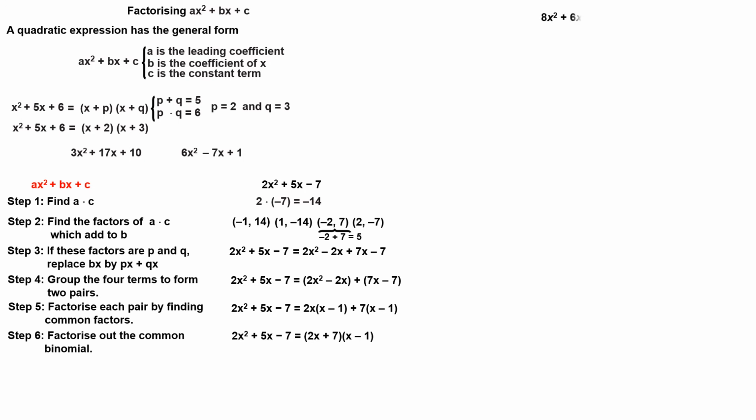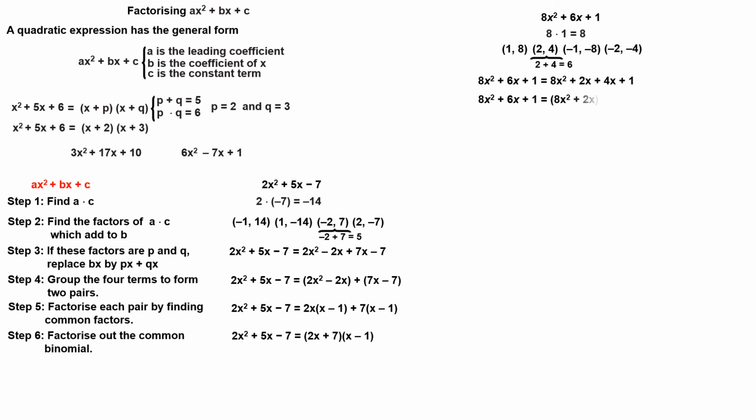Let's factorize this trinomial. Find a times c. 8 times 1 is 8. Write down the factors of 8. The factors of 8 that add to 6 are 2 and 4. Replace 6x by 2x plus 4x.